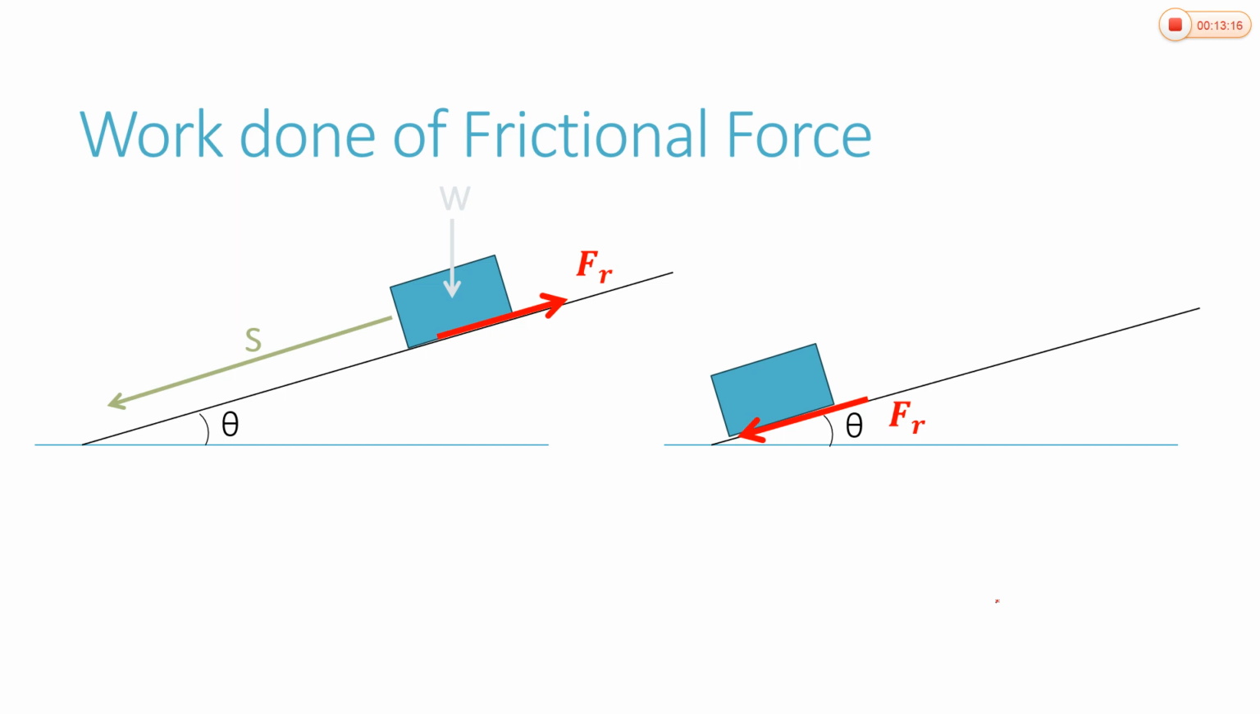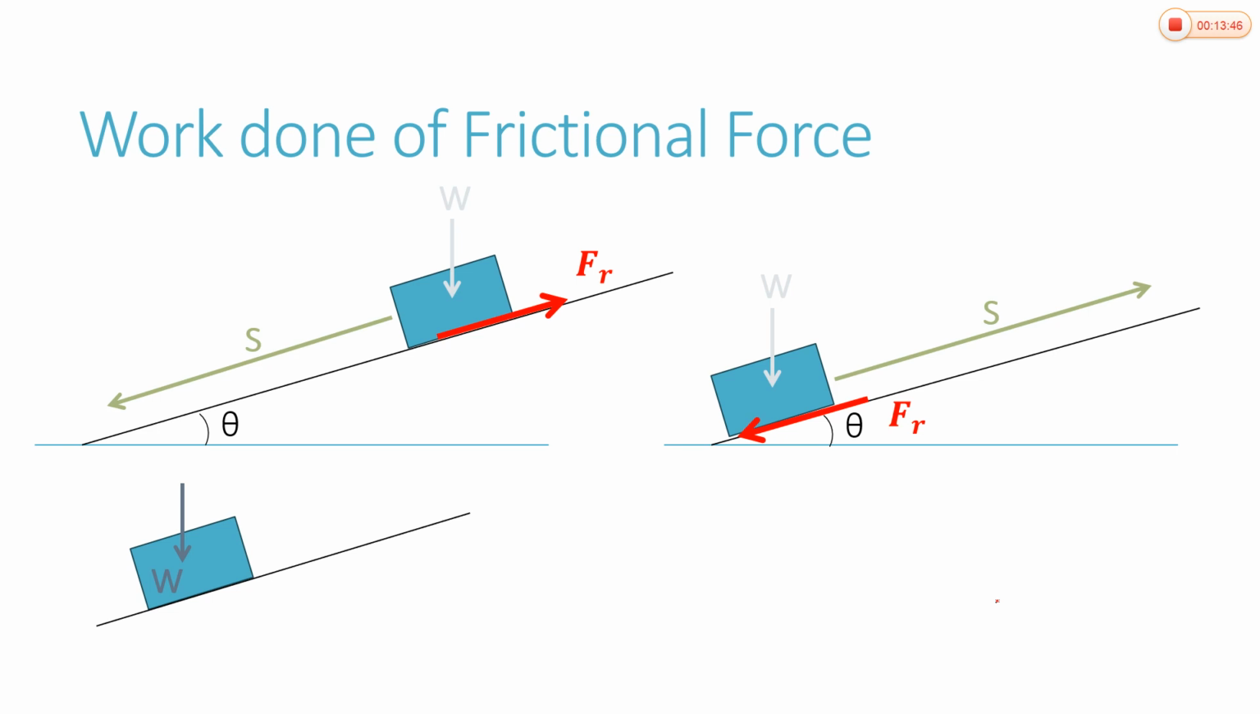Or suppose we have another block, the weight of the block is W, and this block is displaced in the upward direction. In this case also, if the direction of displacement is upward, the friction force acts opposite. In both cases the work done is negative because friction always acts opposite to the displacement. Then how do we find the work done of the friction force for this particular case?